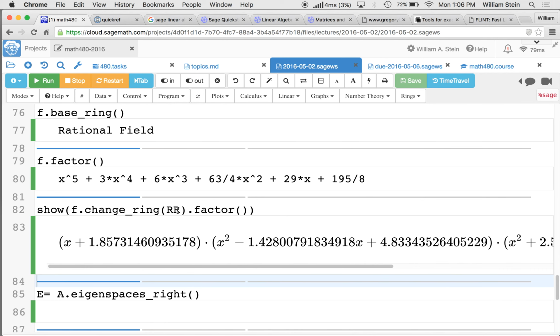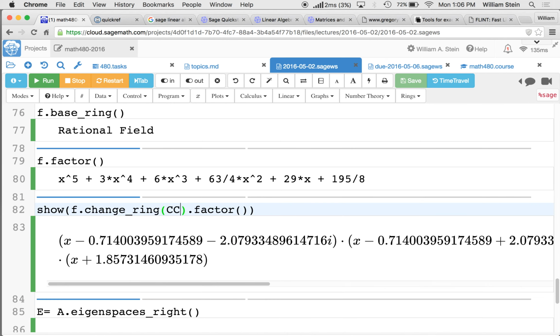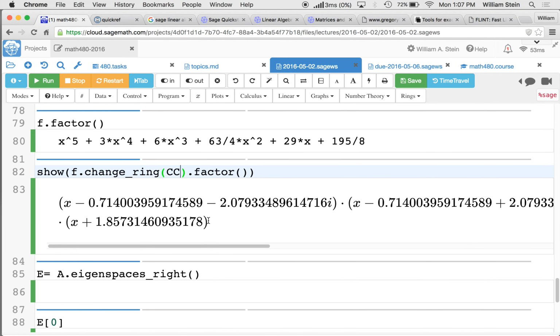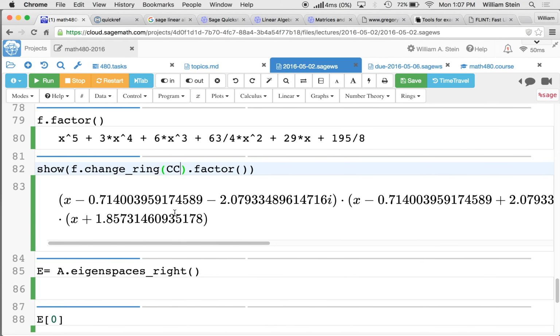Okay, so if I put CC here, I'll get a different answer. Over the complexes, every polynomial factors as a product of linears, which is the fundamental theorem of algebra, despite the proof being in complex analysis.